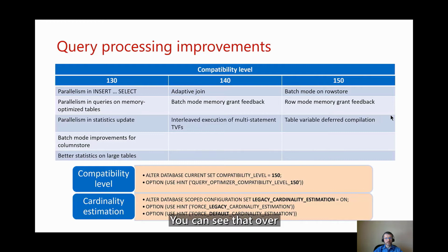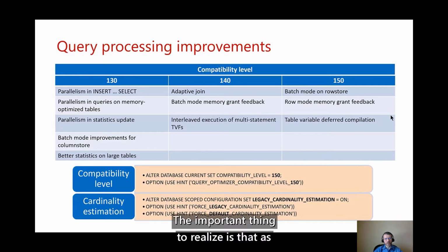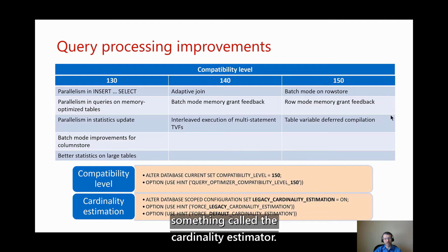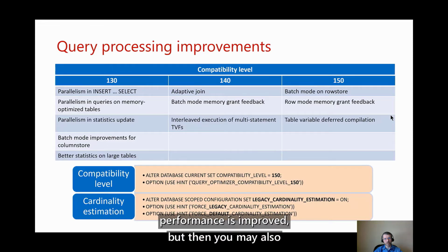So you can see that over the years, going from compatibility level 130 to 140 to 150, in each one of them, we've added a number of query processing improvements. The important thing to realize is that as you change your compatibility level, you also by default change something called cardinality estimator. And as you do that, you may find that for most queries performance is improved, but then you may also find a few where performance regresses.